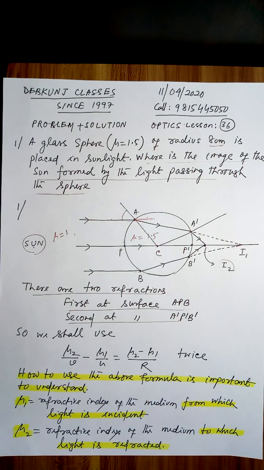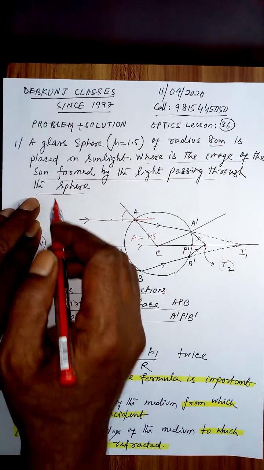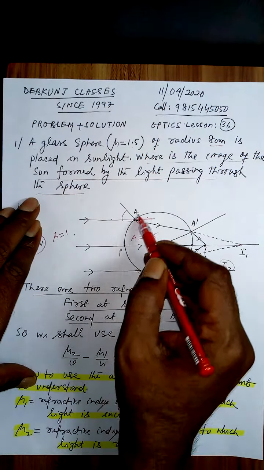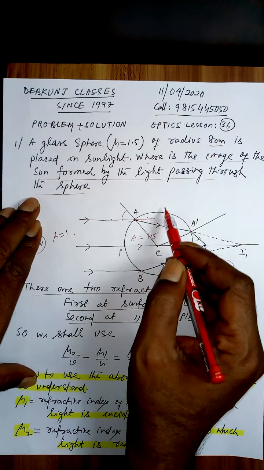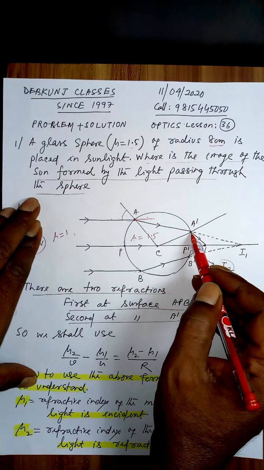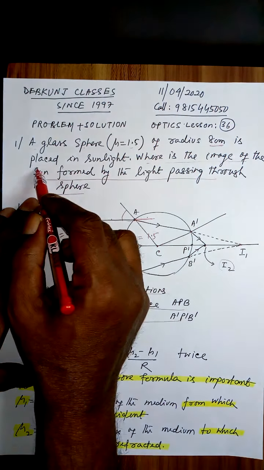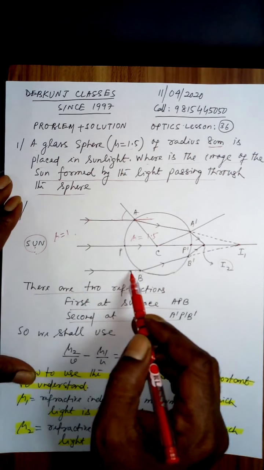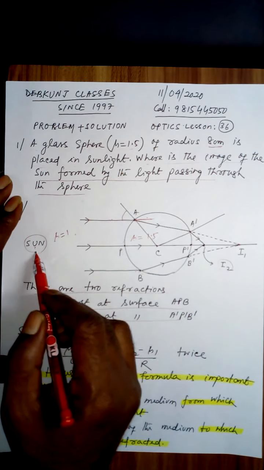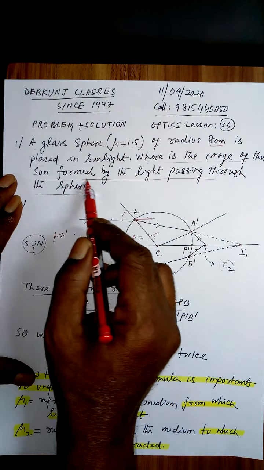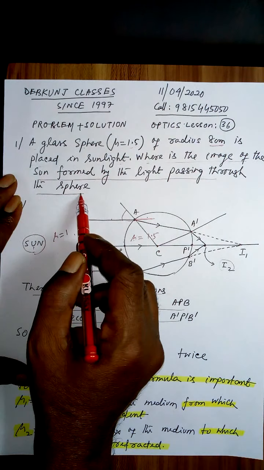Now another important numerical for JEE Main Advanced. The numerical is like this. A glass sphere of refractive index 1.5, of radius 8 centimeter from here to here, is placed in sunlight. The Sun is here, light from the Sun is coming, it is parallel since it is at infinity. Where is the image of the Sun formed by the light passing through the sphere?